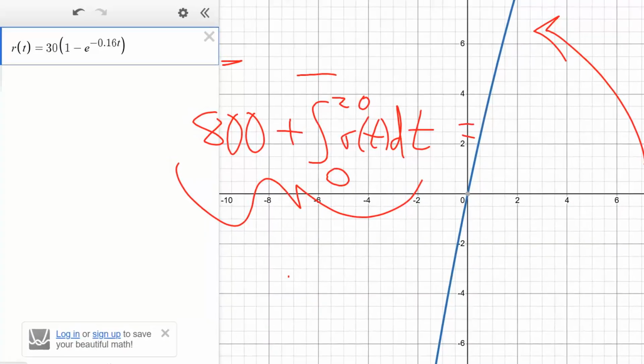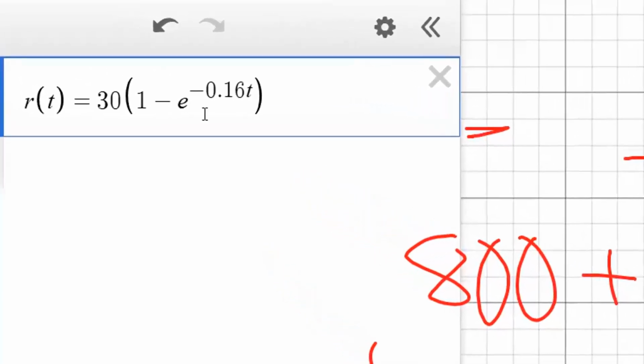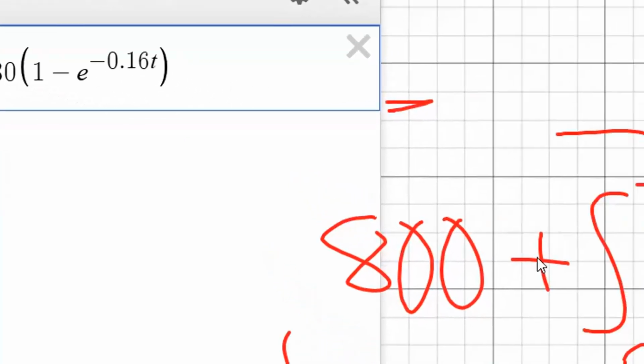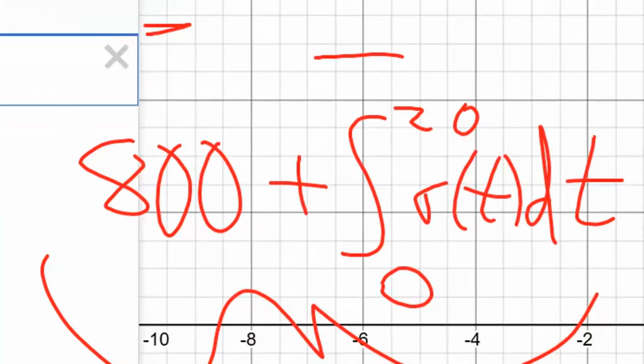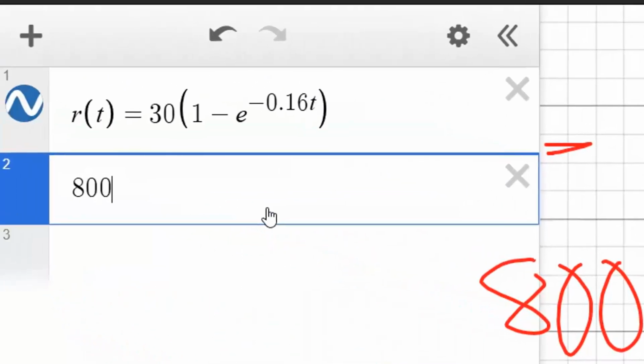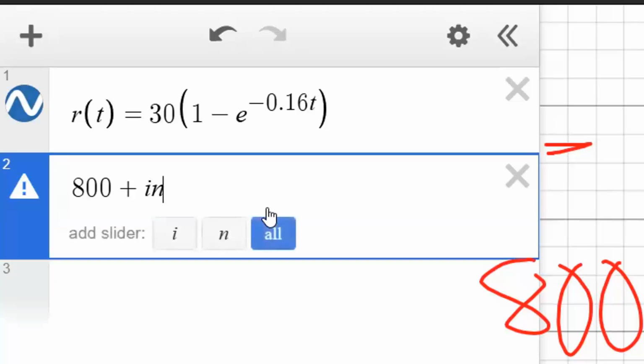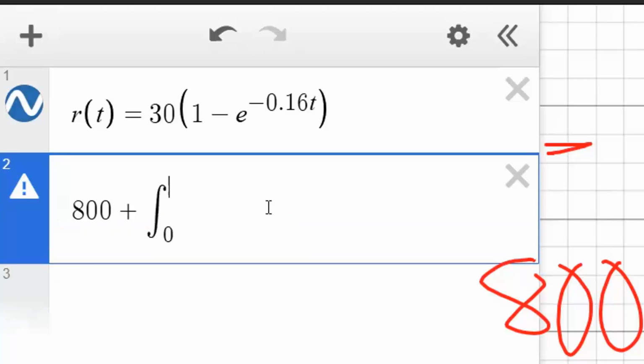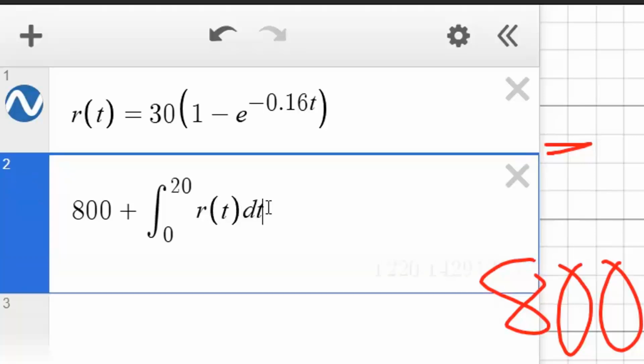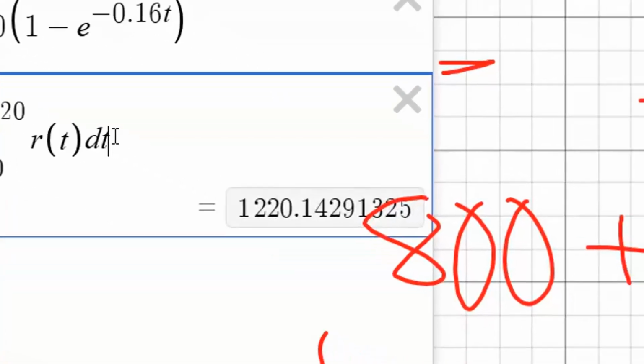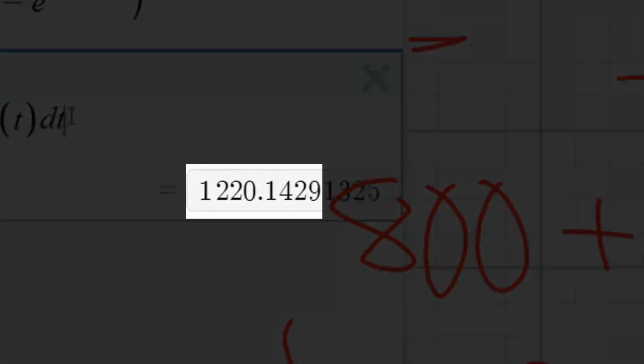So here in Desmos, I have entered the R of t function. This is the definite integral I want to evaluate. So we could literally type that in: 800 plus, the integrals command is int, the lower limit is 0 to 20. You can literally type in R of t. Don't forget the dt, and it will give us our answer, which is 1220.149.